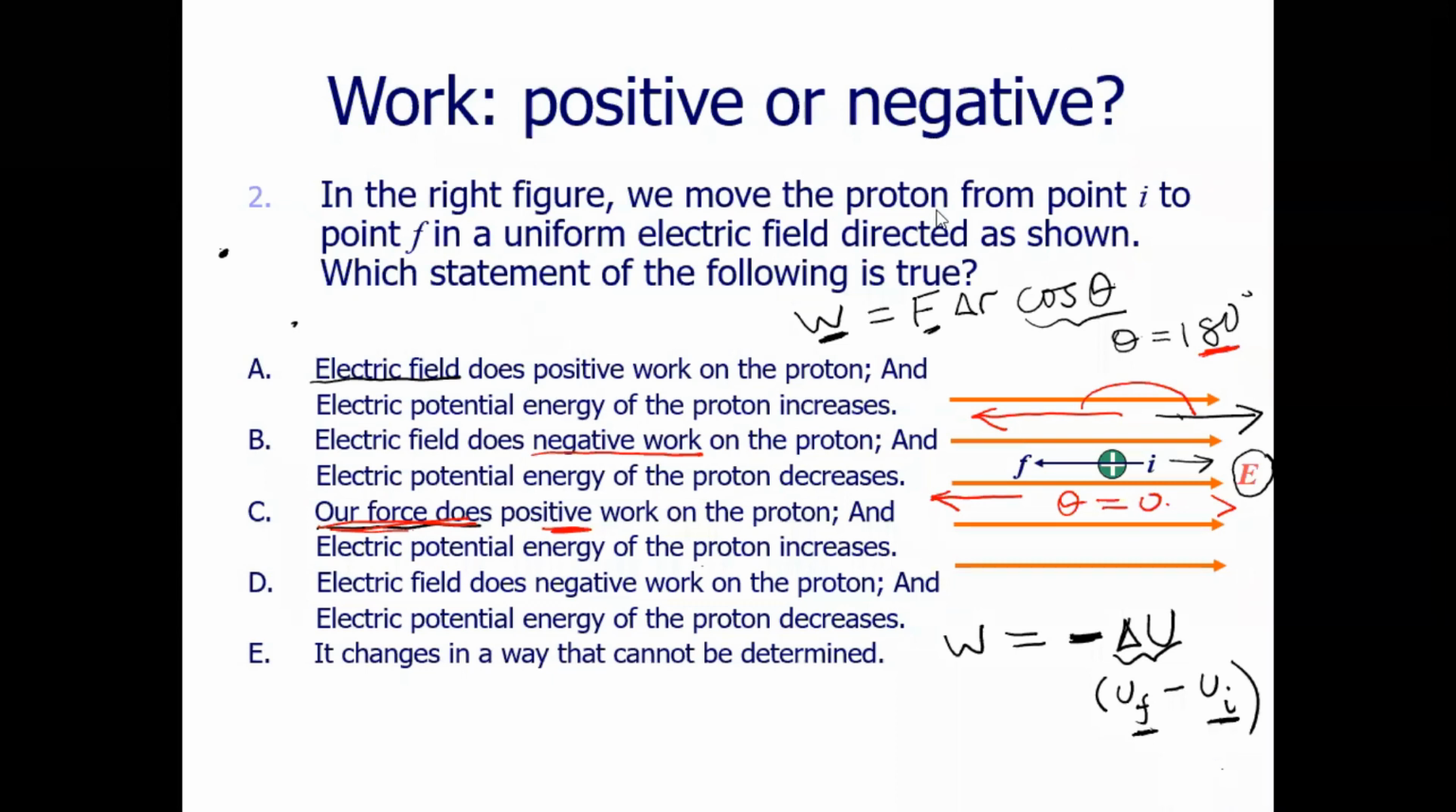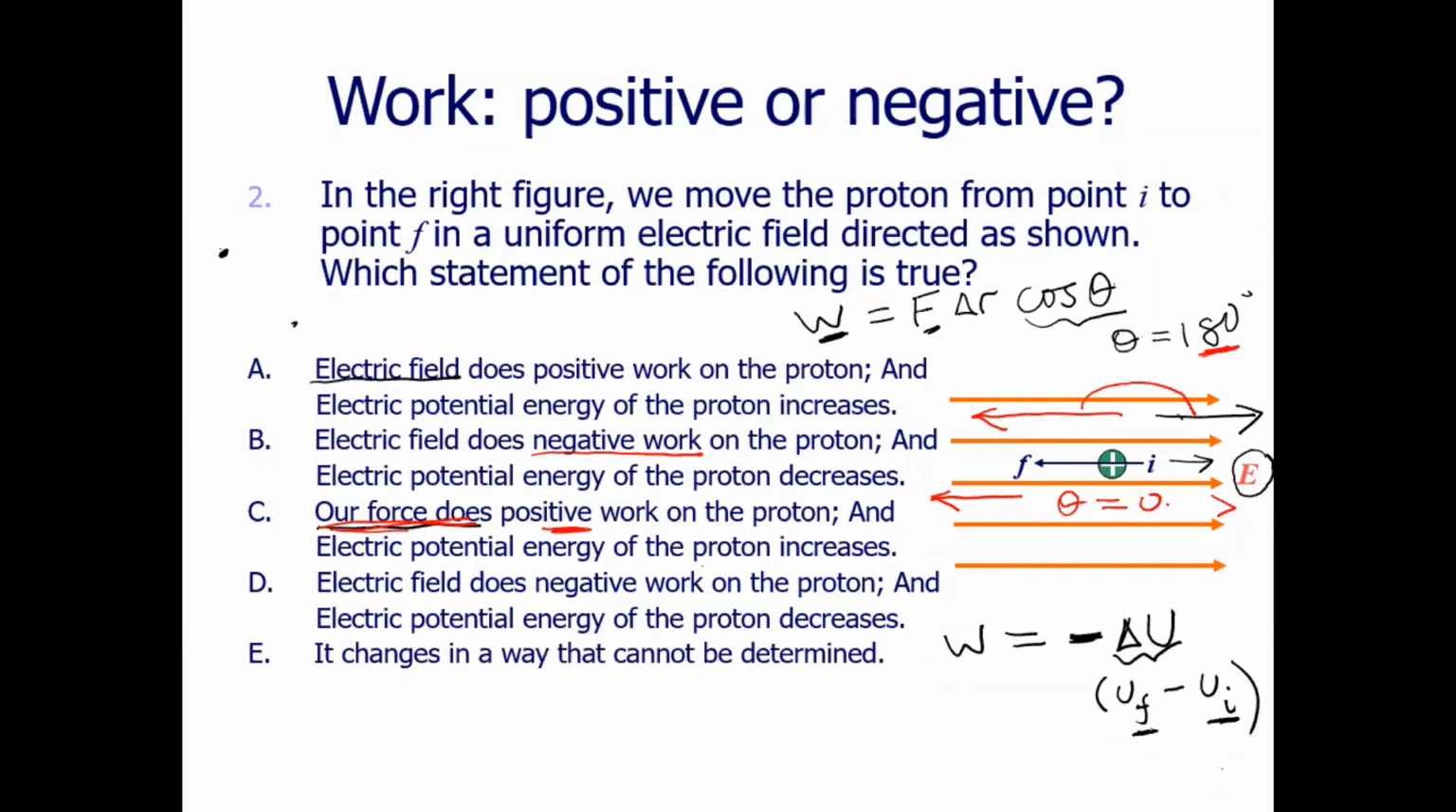B will not be the answer because the first part of B is correct, since of course the electric field will do negative work, but the potential energy of the proton does not reduce. The potential energy of the proton increases because the work is being done on the proton by the external agent. So that work that is being done is stored as the potential energy. So the potential energy is increasing.